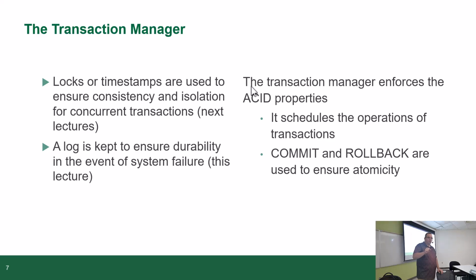So concurrent transactions mean I am paying a bill out of my account, and as I'm paying that bill and the transaction's happening, an auto withdrawal happens, right? But what it does, it'll use the timestamps on the lock to make sure that they don't interfere with each other. So whichever one started first wins, then the other one's applied after the first one finishes. A log is kept to ensure durability.